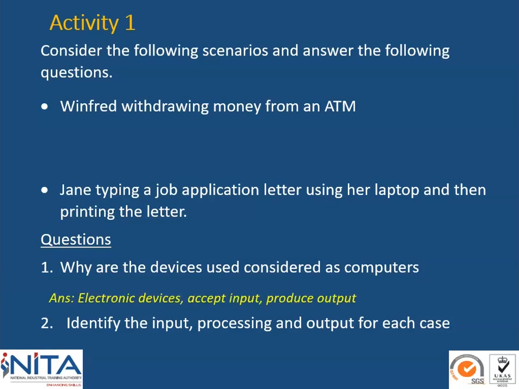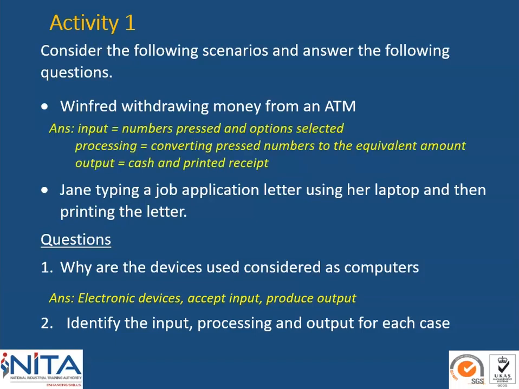The ATM and laptop are considered as computers because they are electronic devices that can accept input, process the input, and output information. For the ATM, input are the numbers entered. Processing is converting the numbers to equivalent amount, and output can be the cash, the money, or the printed receipt. For the second scenario, you're going to discuss with your course mates on the course WhatsApp group.